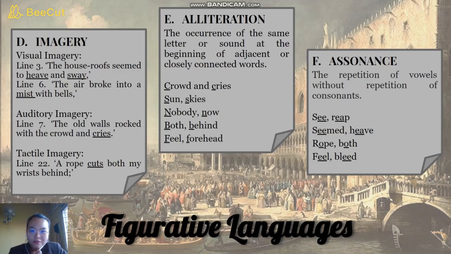And number 5, alliteration, which is the occurrence of the same letter or sound at the beginning of closely connected words. Crowd and cries, sun, skies, both behind, fill, forehead. As for assonance, it is the repetition of vowels, only vowels. Okay, no repetition of consonants. Examples: see, reap, with the E sound; seemed, heave; wrote, both, with the O sound; feel and bleed with the E sound.